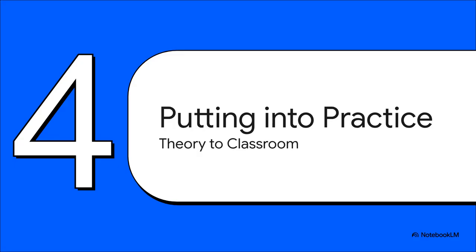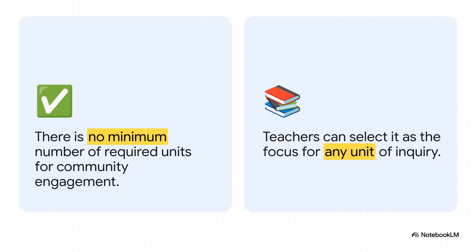Okay, that's the theory, which is great. But what about the practical side? How does this actually look inside a school? How do you take these big, powerful ideas and actually make them work in a classroom unit? The magic word here is flexibility. There's no minimum number of units you have to do. This gives teachers the freedom to genuinely weave community engagement into the curriculum they're already teaching. So maybe it's a science class studying local ecosystems, or a language class partnering with local storytellers.